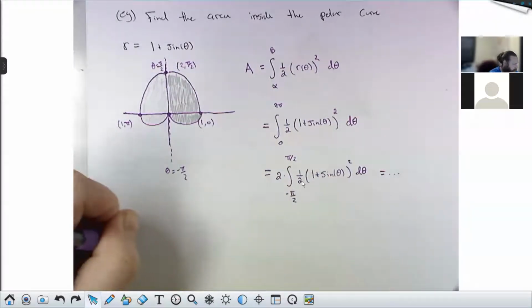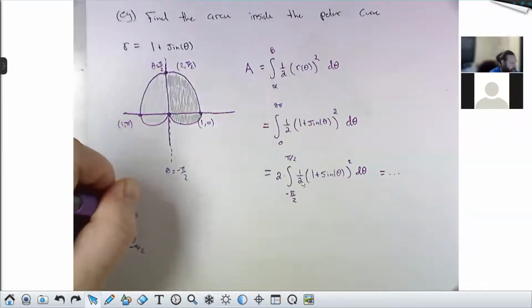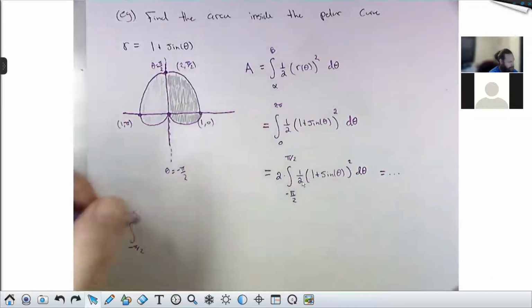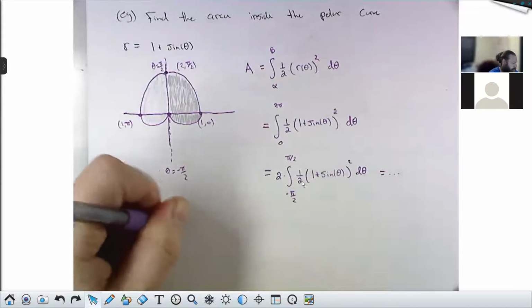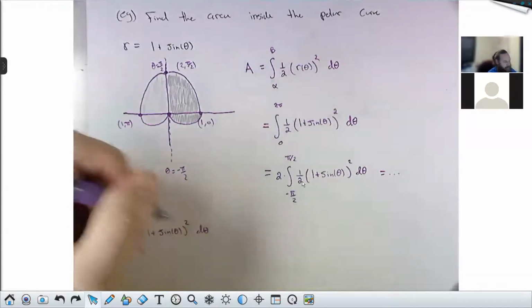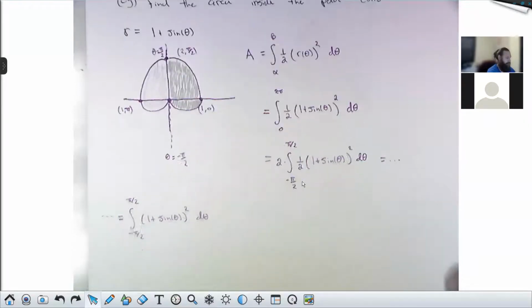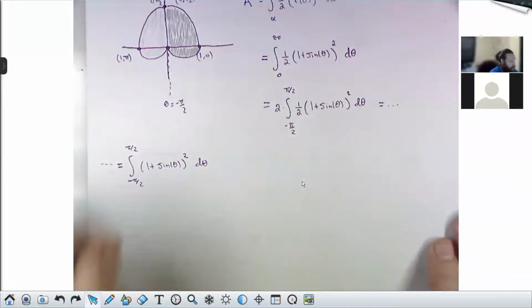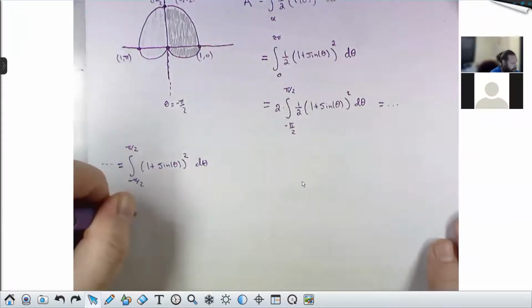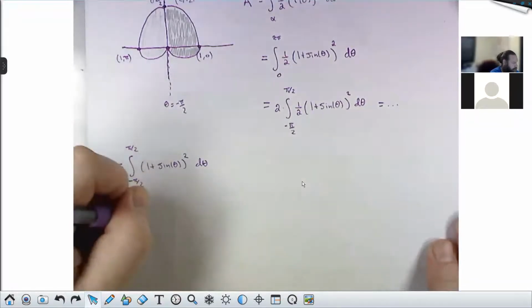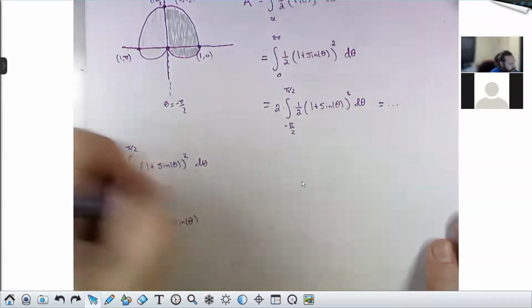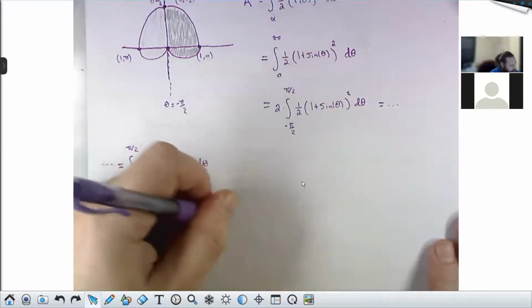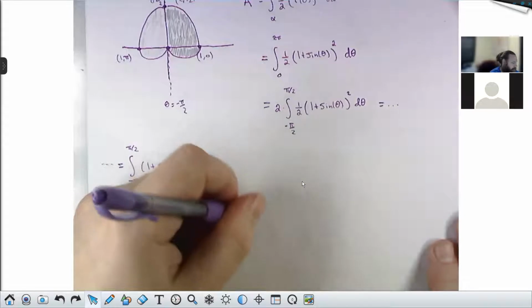I'll have the integral from negative pi over 2 to positive pi over 2. The 2 and the 1/2 cancel, so this will just be 1 plus sine of theta all squared d theta. And then to do that integral, you have no choice. You have to multiply things out. So that's the integral from negative pi over 2 to positive pi over 2 of 1 plus 2 sine theta plus sine squared theta d theta.